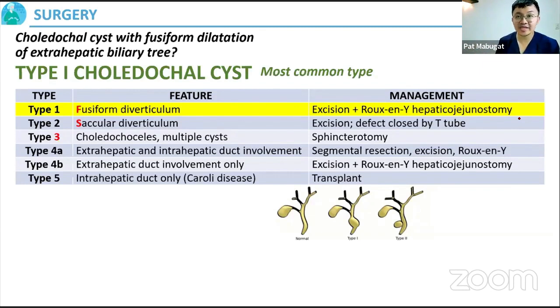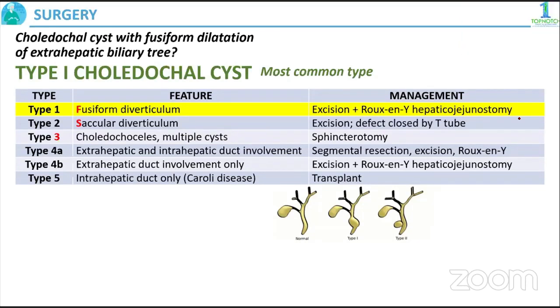Type 2 is second, S is saccular. So saccular diverticulum, you have a sac there. That's type 2. You just excise and put a T-tube in there. Type 3 is type 3. When I look at the number 3, I think of a sphincter, right? I think of an ampulla, right? So type 3 is a choledochocele and it's usually resolved by sphincterotomy. Okay? Type 4A, that's extra and intra. Type 4B, that's extra. Type 5, that's intrahepatic duct only.